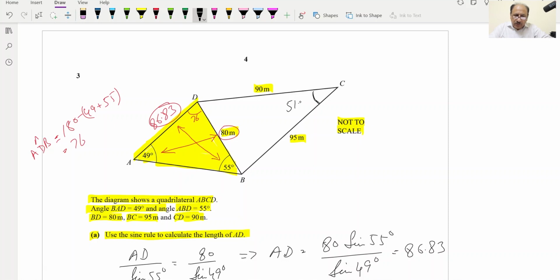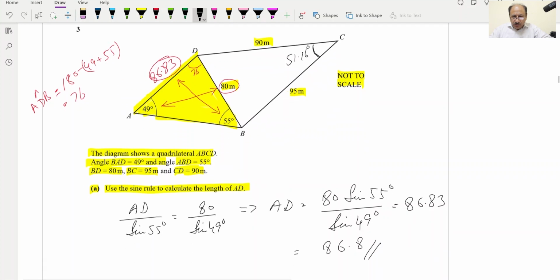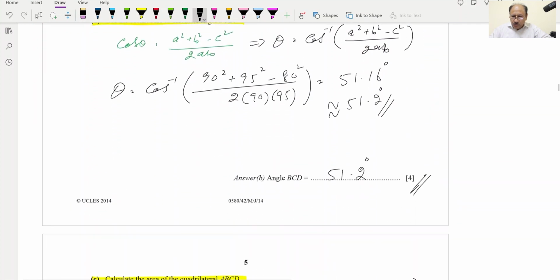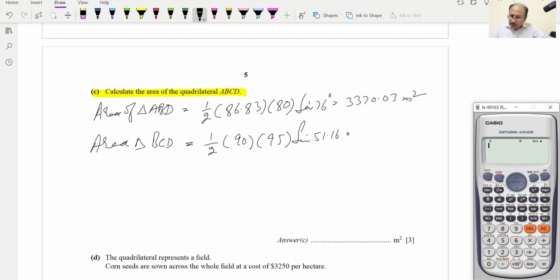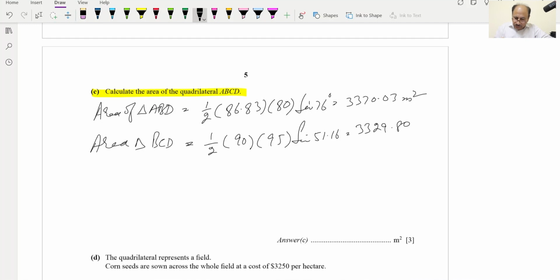Or 51.16, which is the accurate one which we found. 51.12 is the rounded answer. So we can use two sides and that angle, and this will be 1 by 2 into one side is 90 and the other side is 95 into sine of 51.16, and this one we can write 0.5 into 90 into 95 into sine of 51.16, and this will be equal to 3329.80. We can write rounded, so this will be meter square.